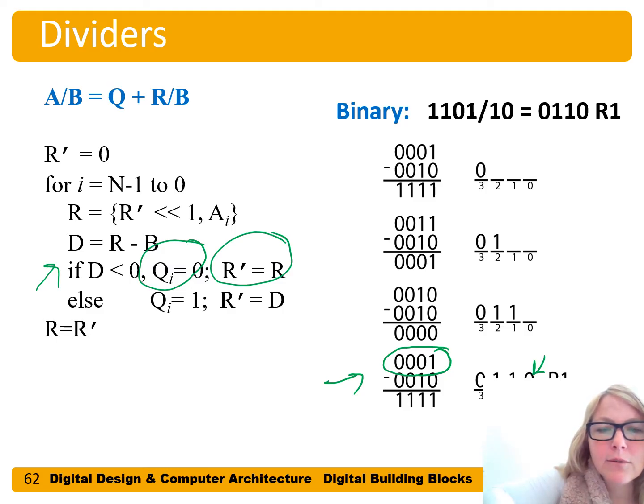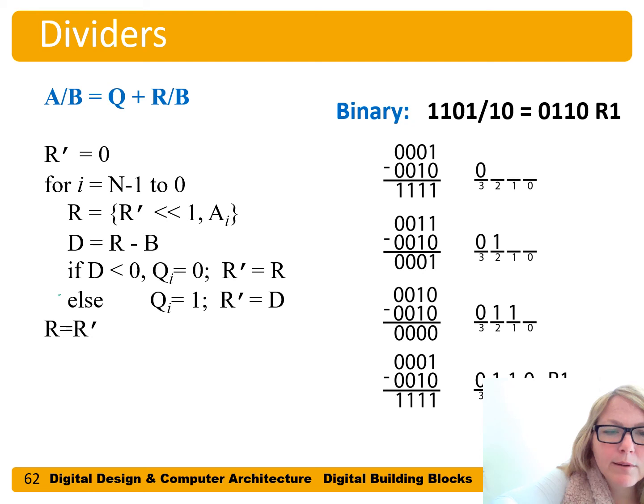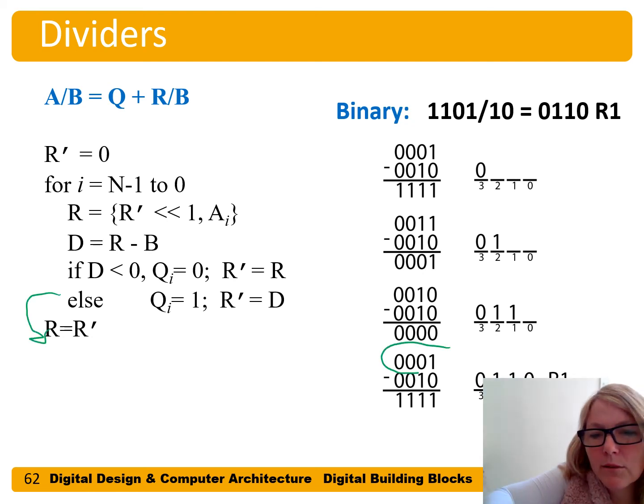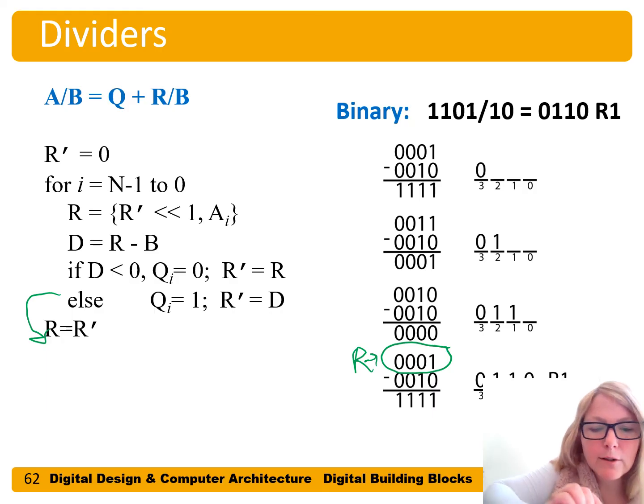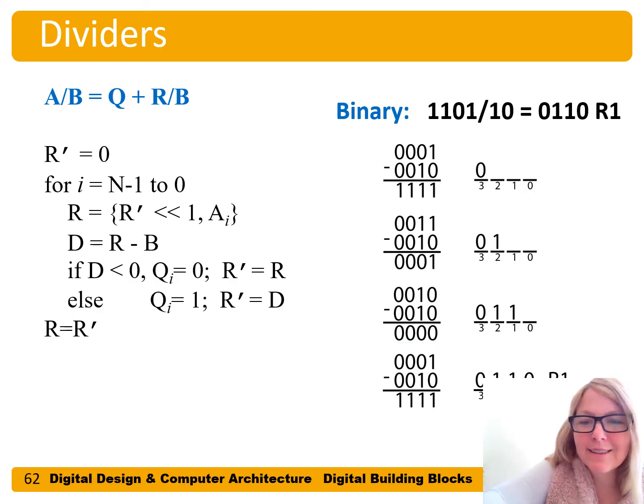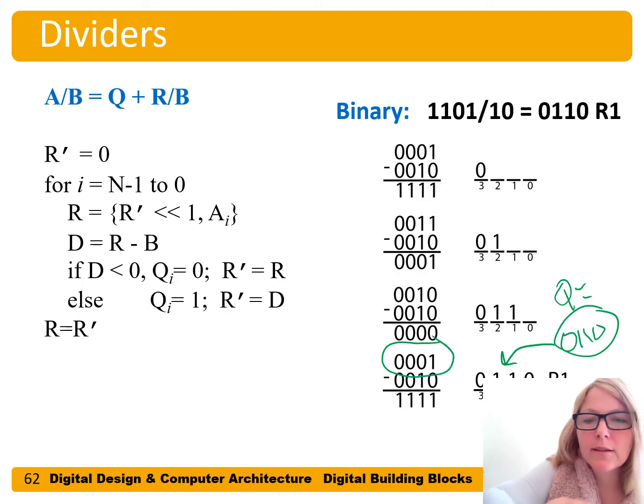And so now we're at the end of the iterations. We've gone from I equals n minus 1 to 0, and now we're done with that for loop, and we say R equals R prime. So remainder equals this R prime value. And we get our result, which is 6, 0, 1, 1, 0. It's this value here. This is our quotient, and our remainder is 1.